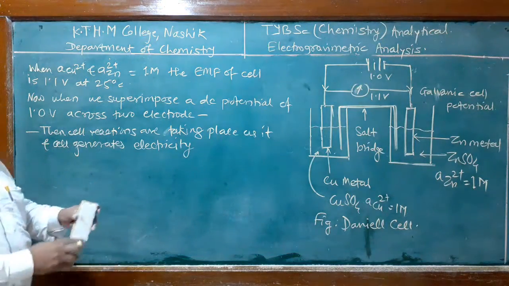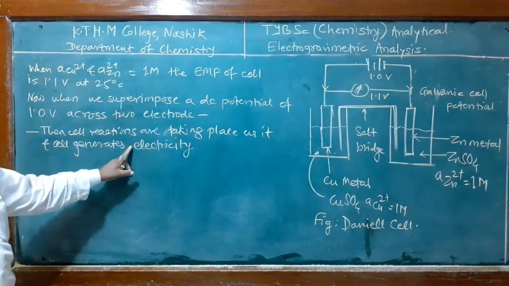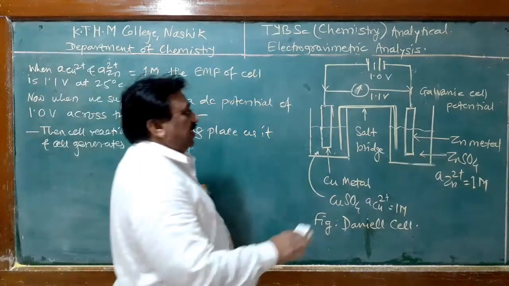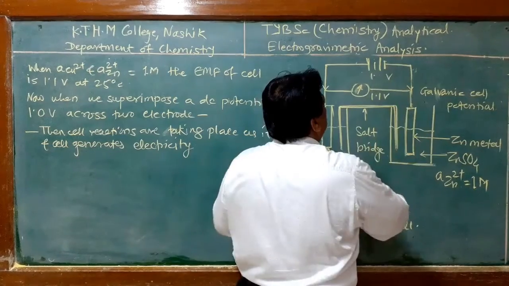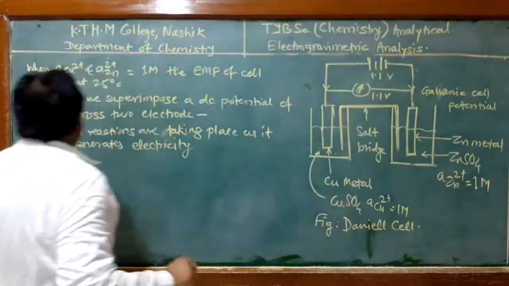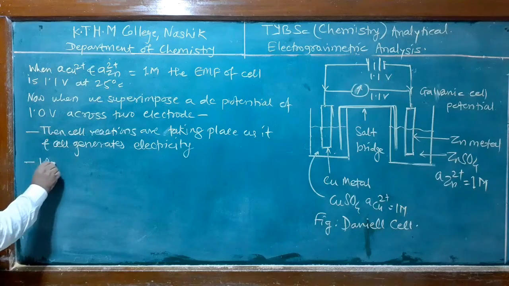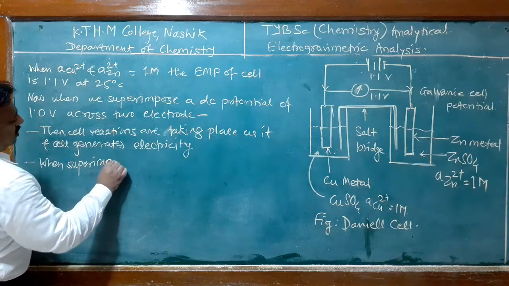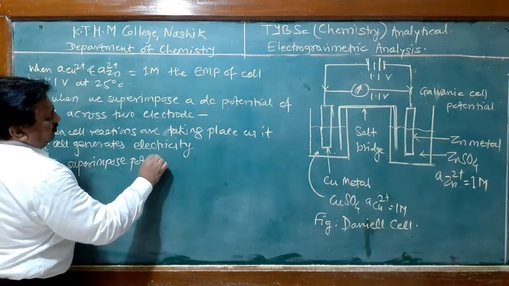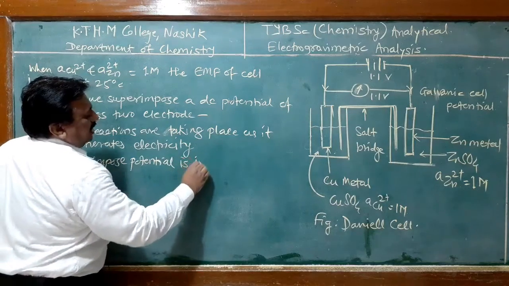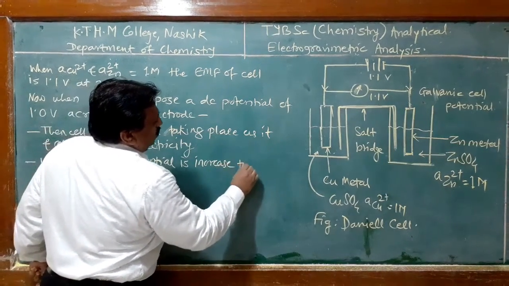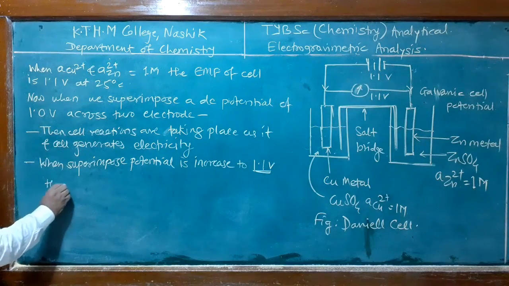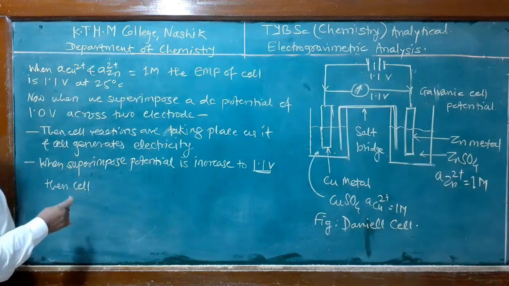Now, here when the potential is 1 volt, then cell reactions are taking place as they are, and the cell generates electricity. When we increase the superimposed potential to 1.1 volt, then what happens? When the superimposed potential is increased to 1.1 volt, then the cell reactions are stopped.